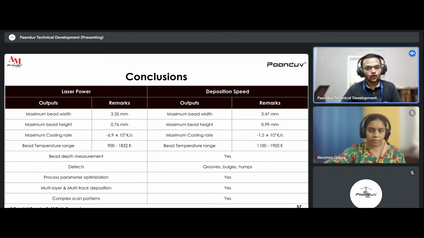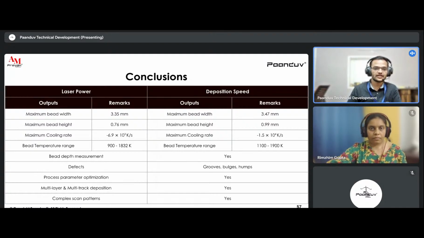So to conclude, for the laser power variation, the maximum bead width is around 3.35 mm and the maximum bead height is around 0.76 mm. The maximum cooling rate is around 6.9 × 10^3 kelvins per second, and the bead temperature range is around 900 to 1800 kelvins.